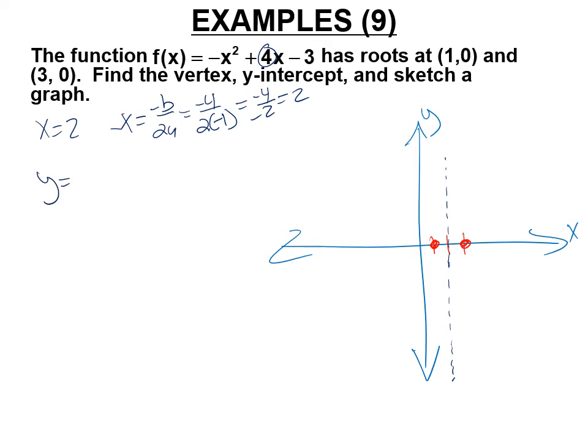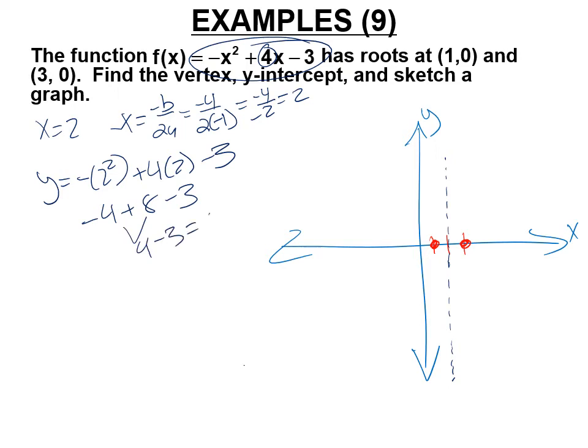We just have to put 2 into that. So negative times 2 squared, it's going to be the opposite of 2 squared because we have to do exponents first, plus 4 times 2 minus 3. So negative 4 plus 8 minus 3. Negative 4 plus 8 is 4. 4 minus 3 equals 1. So the vertex is at 2, 1.